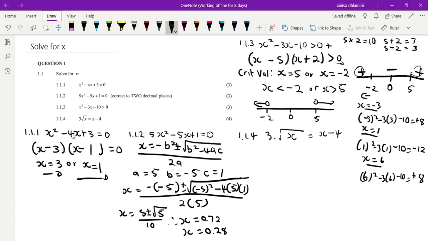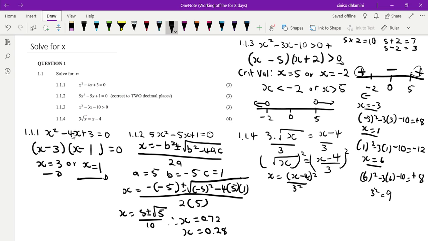Now 1.4: 3 multiplied by the root of x equals x minus 4. You're going to divide by 3 first to remove the distraction, and then you have x minus 4 over 3. Because of the square root, you put a square there to remove it. So you have x equals x minus 4 over 3, all squared. 3 squared gives you 9, so this will multiply through. We're going to have 9x equals x minus 4.